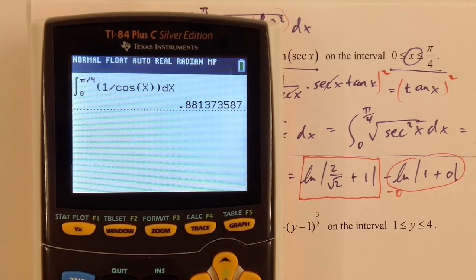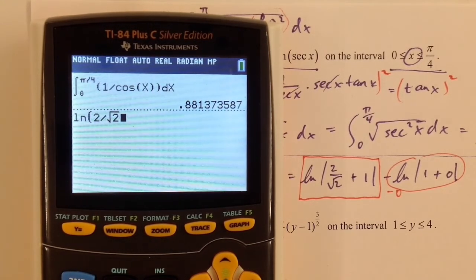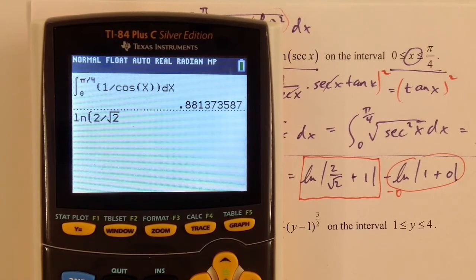Well, we don't see that on our paper, so now we have to figure out what is the ln of 2 over radical 2, so we can go 2 divided by square root of 2, and then what do we have, plus 1? Plus 1. And we hope we get the same answer, which we did, so nice job.